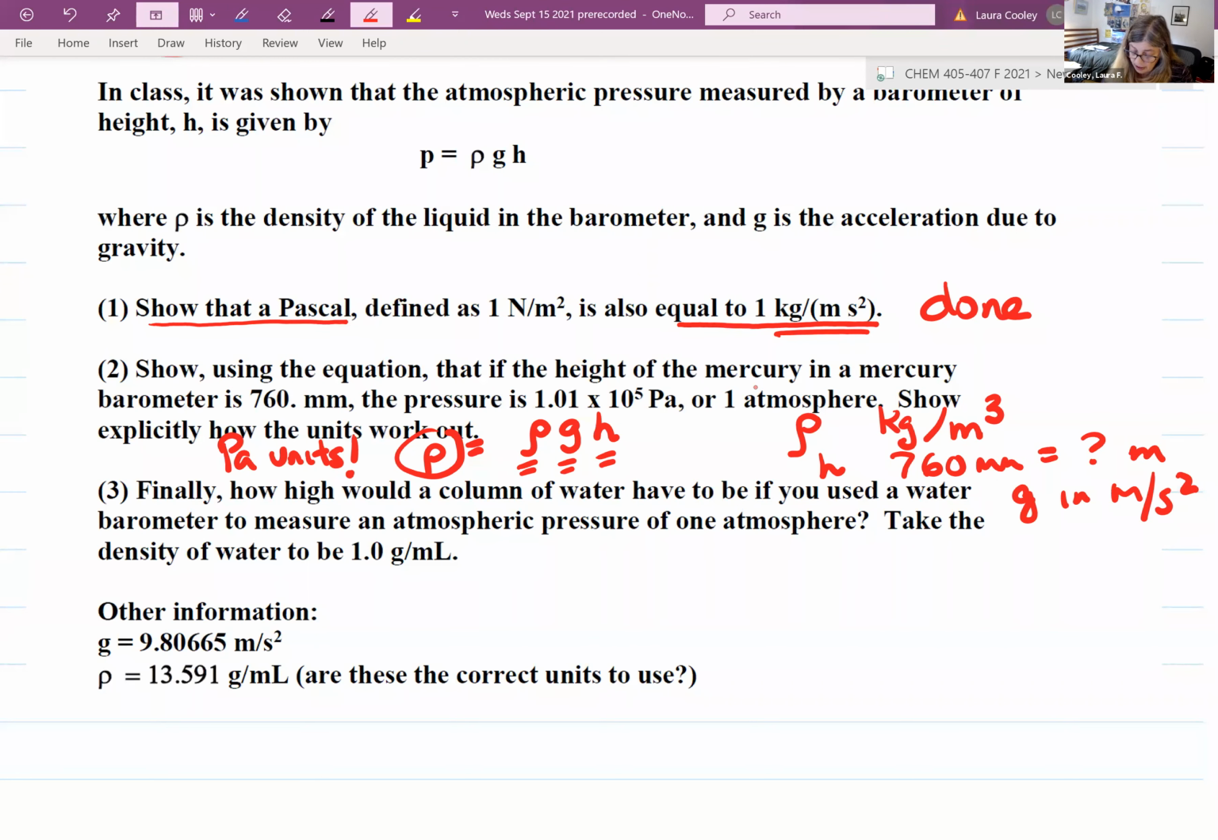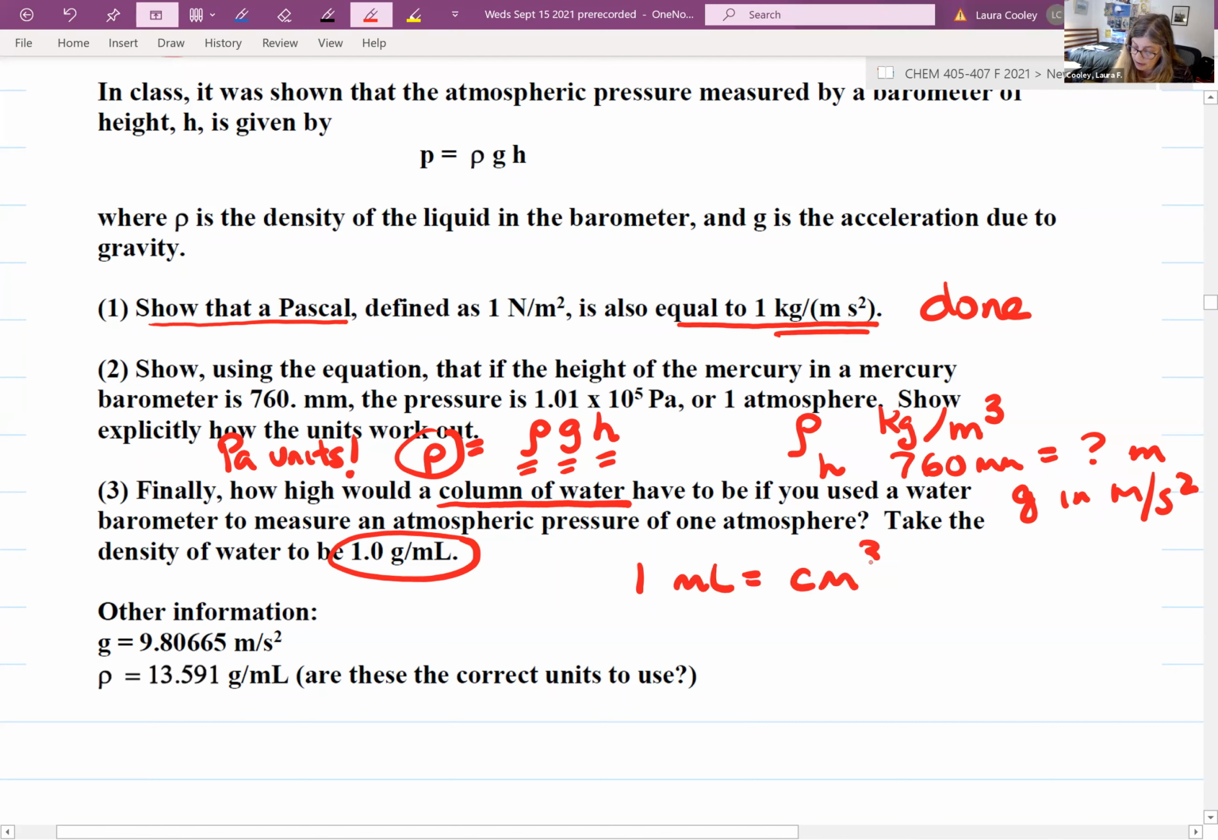And finally, I'd like you to look at how high a column of water would have to be. The only difference in this calculation is the density. You should remember that a milliliter is a cubic centimeter. You need to know that to do your conversions. So that's basically a units exercise.